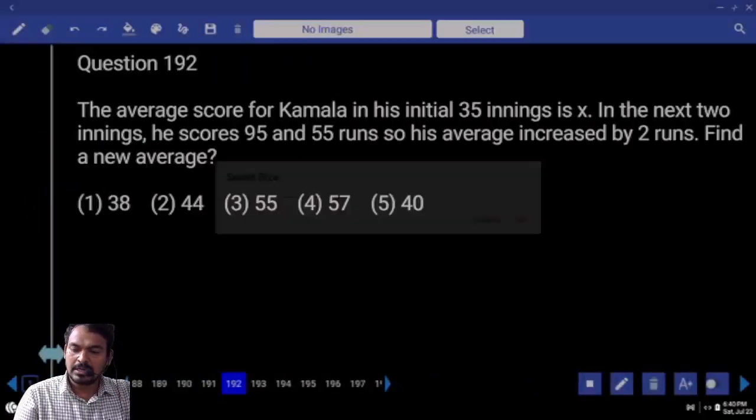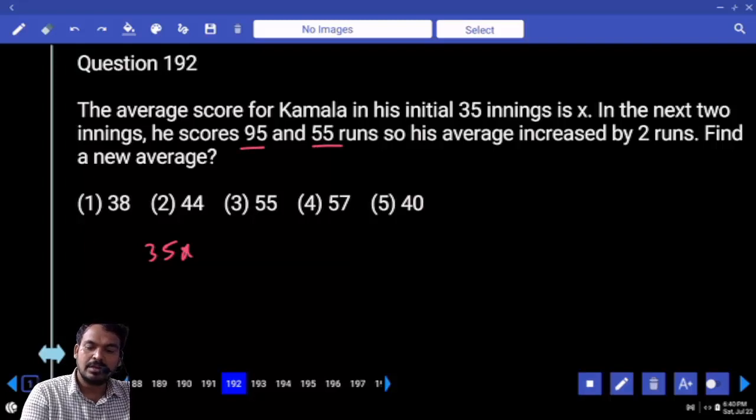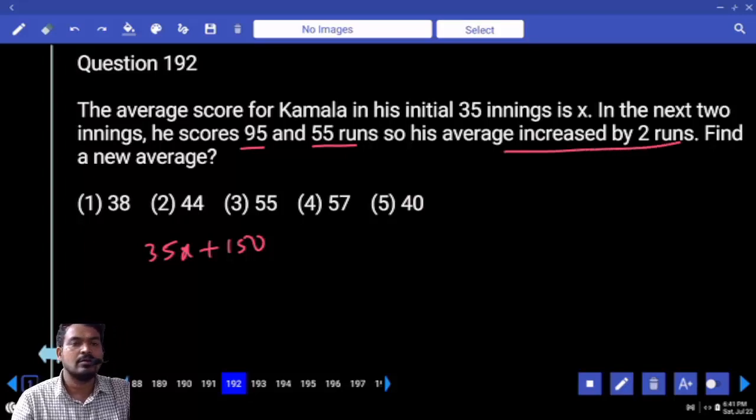35 innings. What is the 35 innings average? X. What is the 35 innings sum? 35X. Next time how many runs are added? 95 plus 55, total it is 150 added. Already 35 innings plus 2 innings score, total it is 37 innings score. But after adding these 2 innings, the average increased by 2 runs. Already average X increased by 2 means X plus 2.